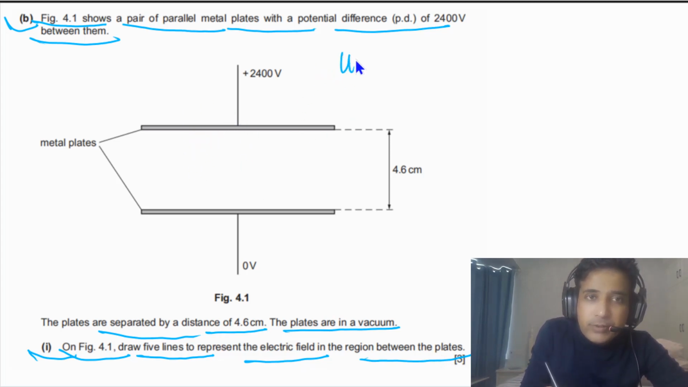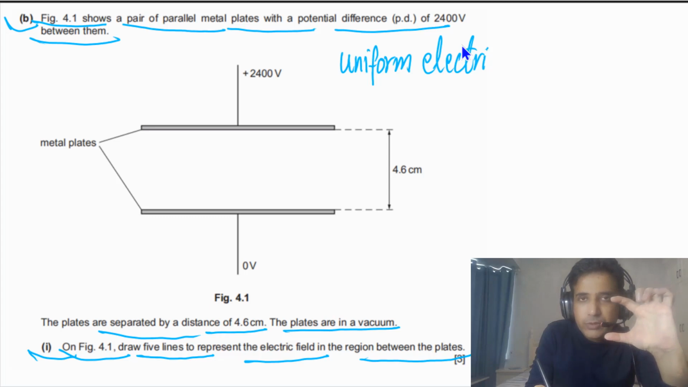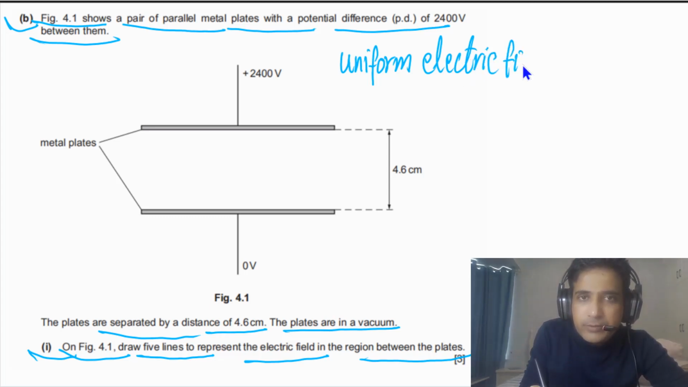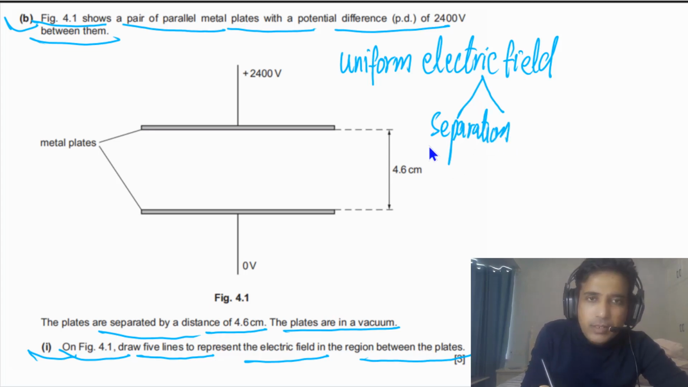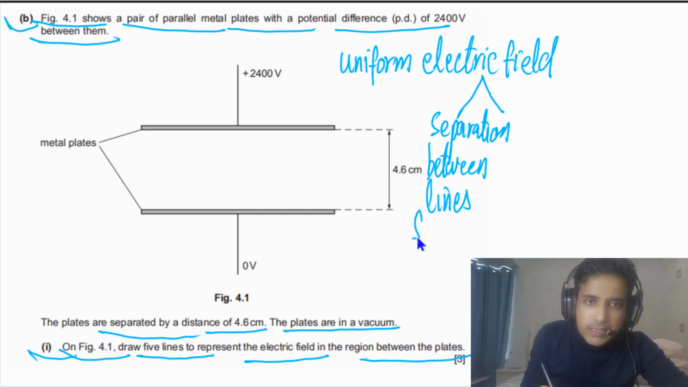The electric field will be a uniform electric field. In the case of parallel metal plates, the electric field between the plates will be uniform. And if the field is uniform, then you need to understand that the separation between lines should be the same. The separation between any 2 lines has to be the same. So this is one thing you need to consider.